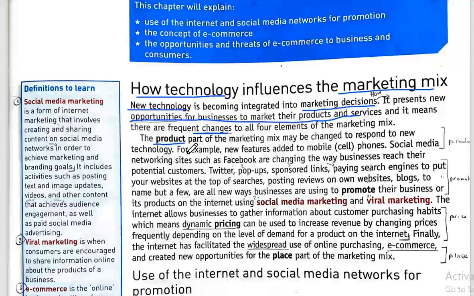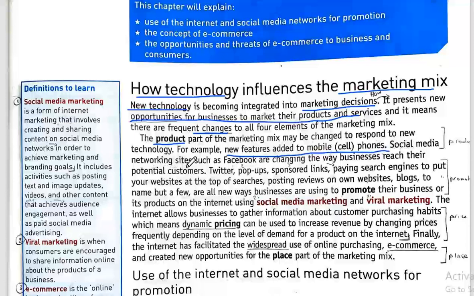How is technology going to affect the product part of the marketing mix? The product may be changed to respond to new technology. So how can the product be affected by technology? For example, new features can be added to the product, like the mobile phones or the cell phones.